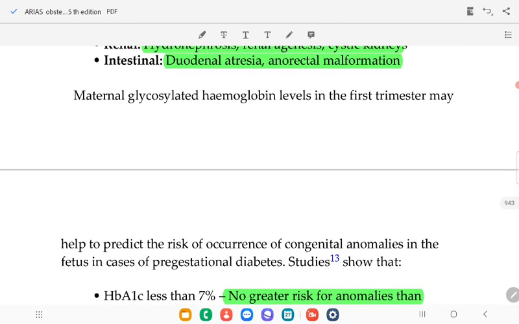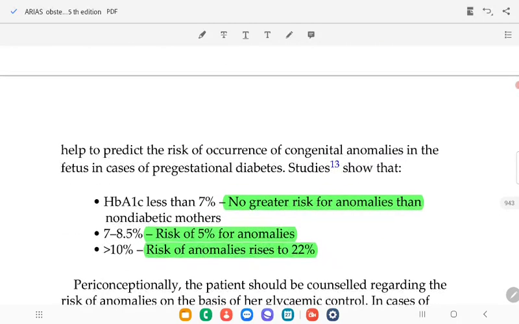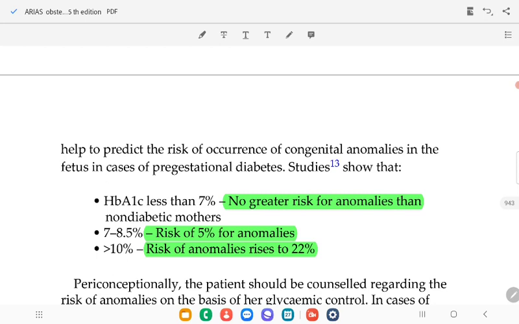Maternal glycosylated hemoglobin level in the first trimester may help to predict the risk of occurrence of congenital anomaly in the fetus. In case of pre-gestational diabetes, studies show that if HbA1c is less than 7%, there is no greater risk of anomaly than in non-diabetic mothers. If it is 7 to 8.5%, the risk is 5% of an anomaly. If it is more than 10%, the risk is 22%.